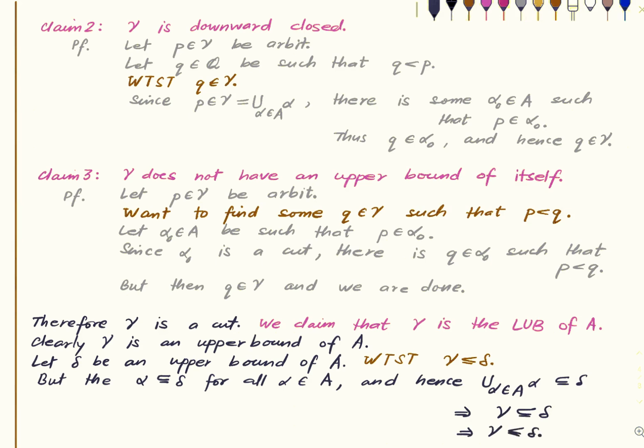So this finishes the proof that the set of real numbers is a totally ordered set with the least upper bound property. So far, we haven't talked about the algebra of the real numbers, which is the topic of the remaining lecture.